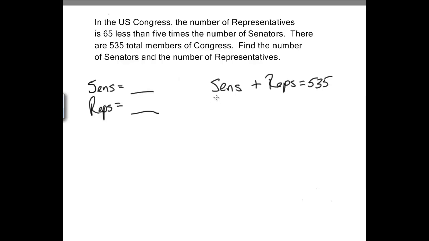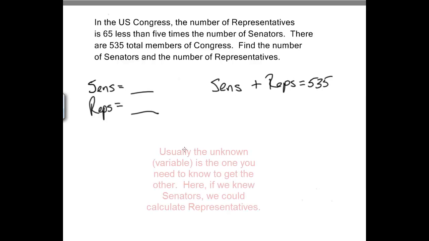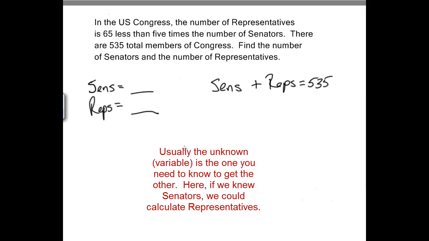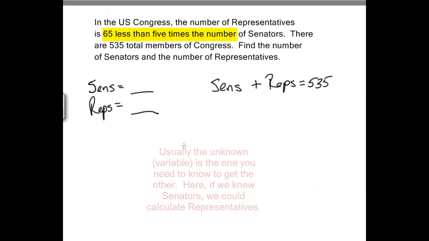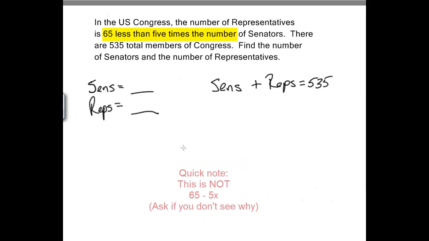Well, how do I know how many senators? How do I know how many representatives? Well, that's the main part of this question, isn't it? It says the number of representatives is 65 less than 5 times the number of senators. And so if, and I don't, but if I knew the number of senators, I could take that number and I could multiply it by 5 and subtract 65.